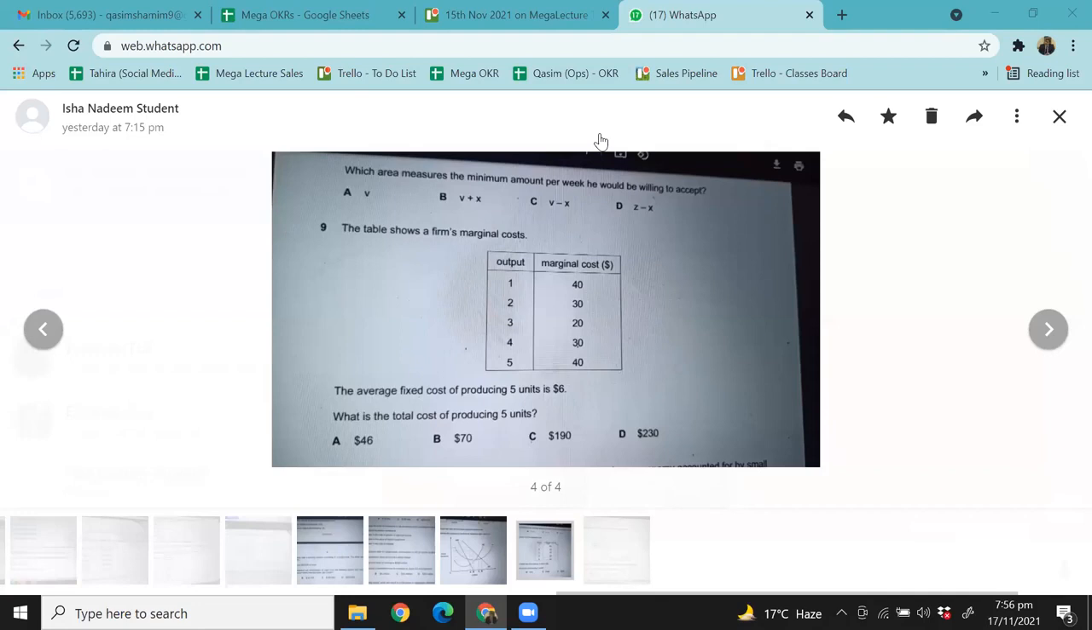Right? Did you understand this, Isha? So what you are supposed to do is calculate the total cost. Total cost we know is the sum of fixed cost and variable cost, right? Fixed cost they did not tell you directly, but they told you that the average fixed cost of 5 units is $6. So if we multiply quantity and the average fixed cost, that will give you the total fixed cost, right? Which makes it 30.